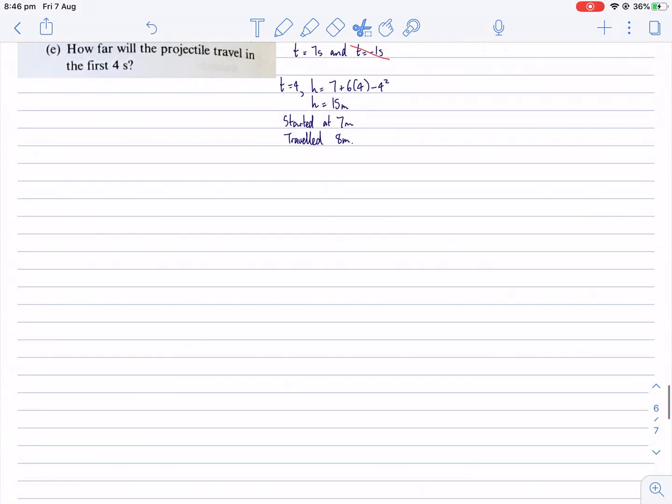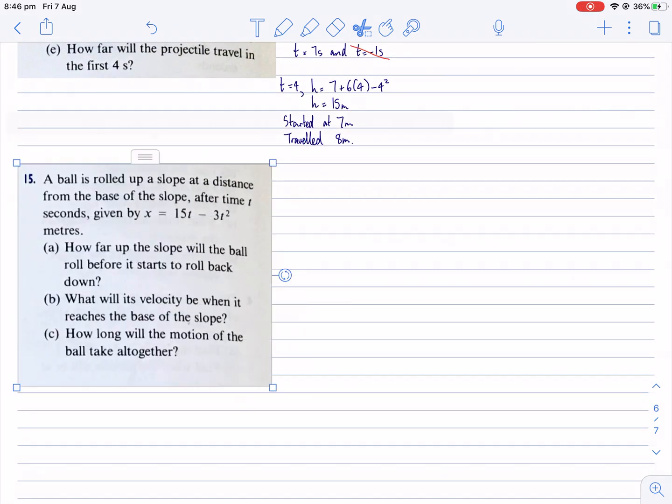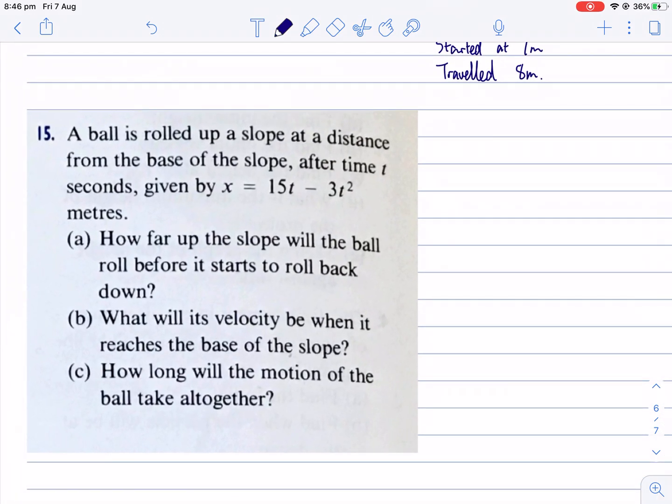Once more with feeling. Once more into the breach. How far up the slope will the ball roll before it starts to roll back down? So it's going to go up and down, and it's going to start going down after the velocity equals 0. So x dash equals 0. That's 15 take 6t. So t equals 15 on 6, which is 5 on 2, which is 2.5 seconds. Its velocity when it reaches the base of the slope.